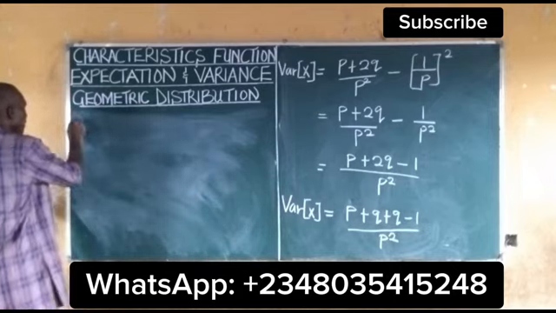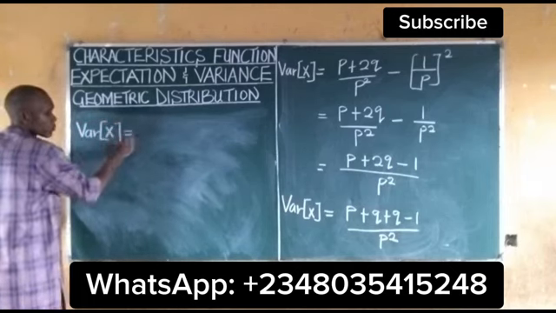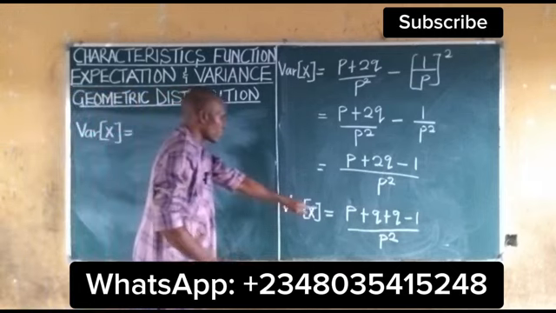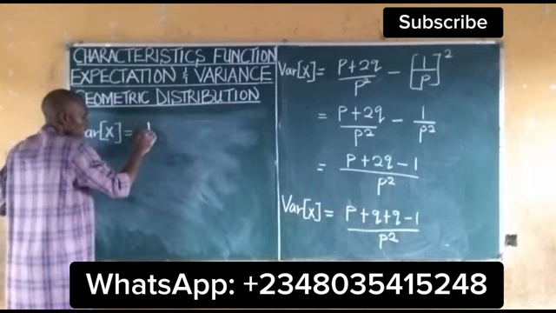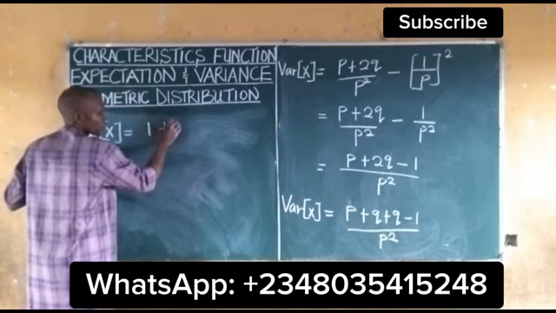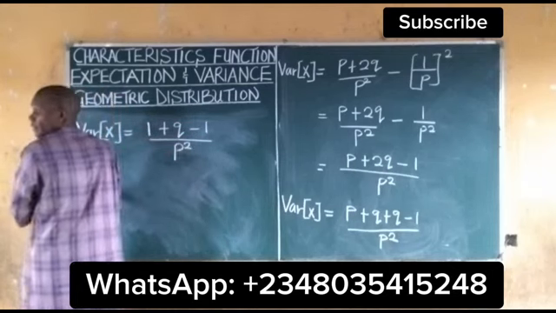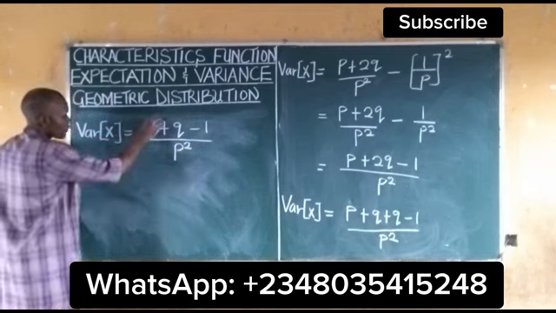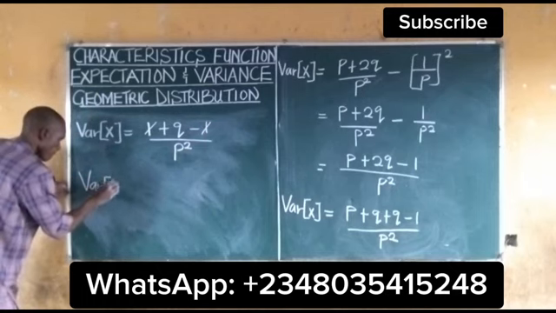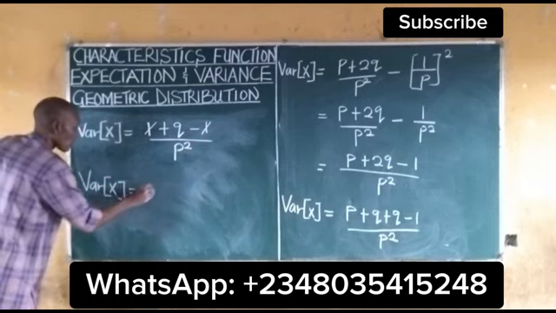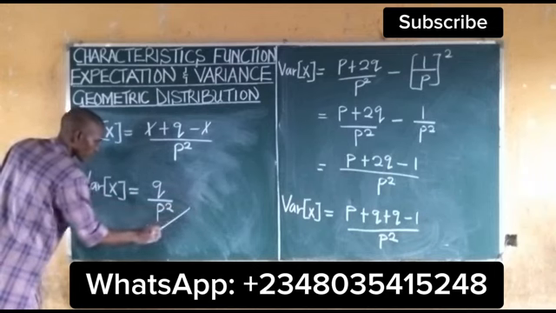So it means that our variance of x is equal to, now from probability, we know that p plus q is equal to 1. So we have that 1 plus q minus 1 all over p squared. All over p squared. Of course, this will cancel this. It then means that our variance of x is equal to q all over p squared.